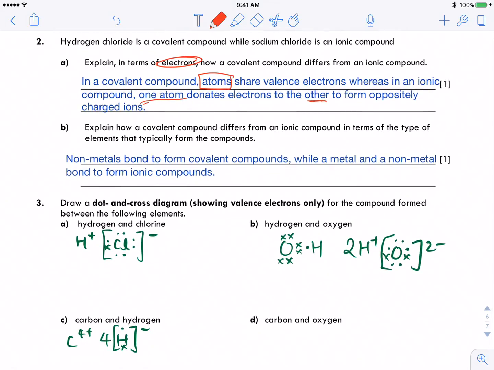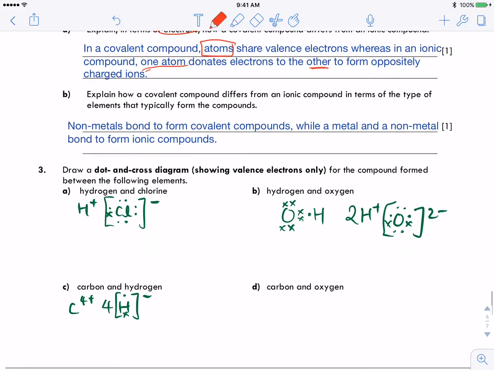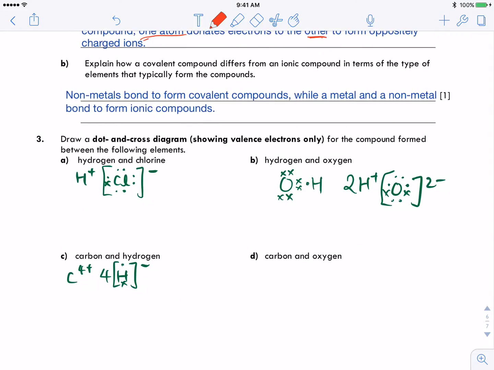Second one, we talk about non-metals bonding to form covalent compounds, whereas metal and non-metal form ionic compounds. So the type of element used is different.